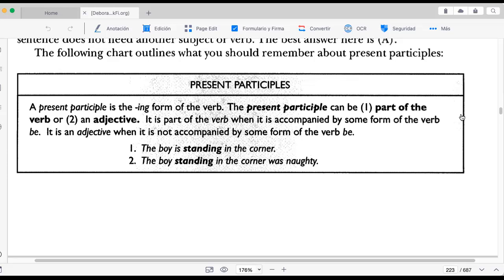And the second one is different because I want to share information about how this boy was, but we have a reference. The boy is standing in a corner. There's the reference, standing in a corner, but it is not my goal. My goal is to share information about how he was. Okay, the boy standing in the corner was naughty. It's different. Okay, number one will be part of the verb, and number two, an adjective. Am I right?